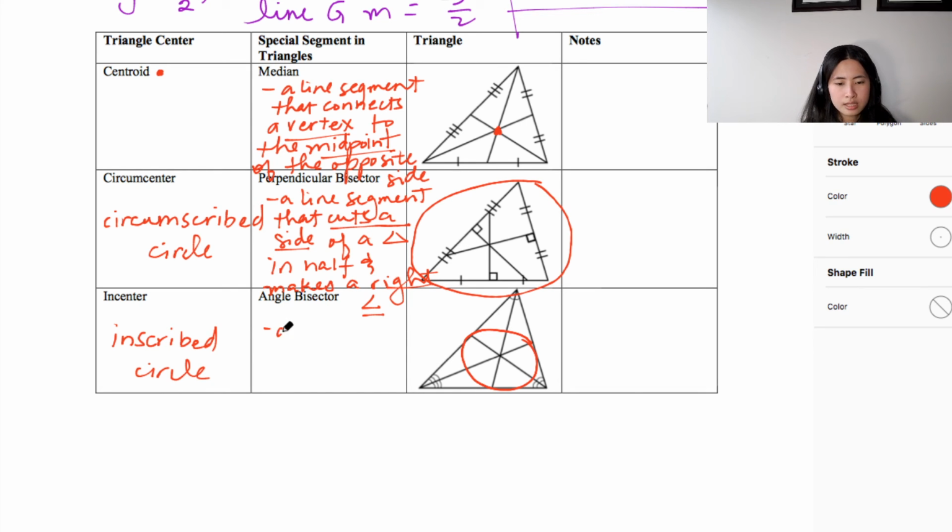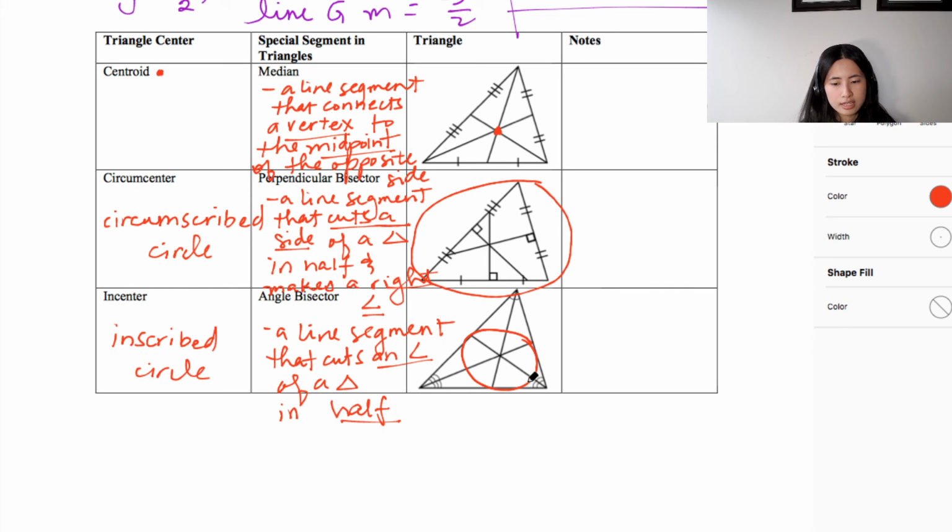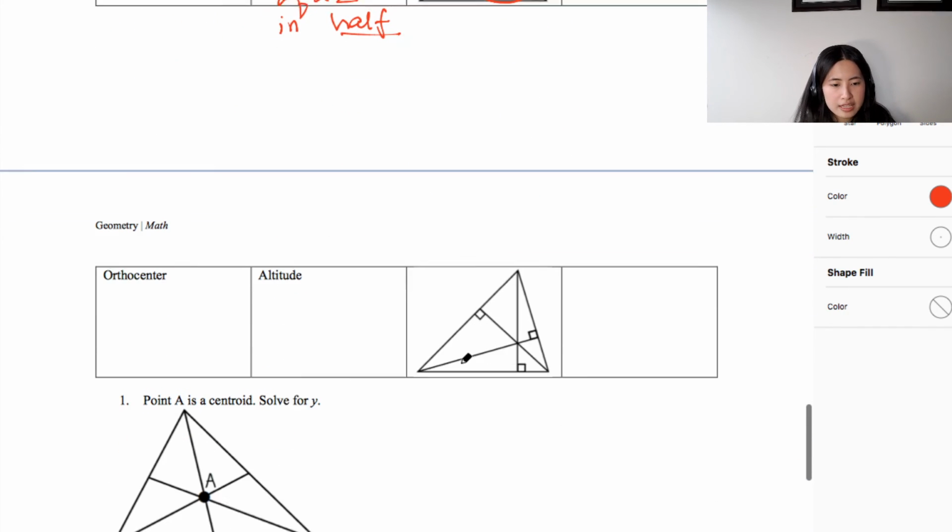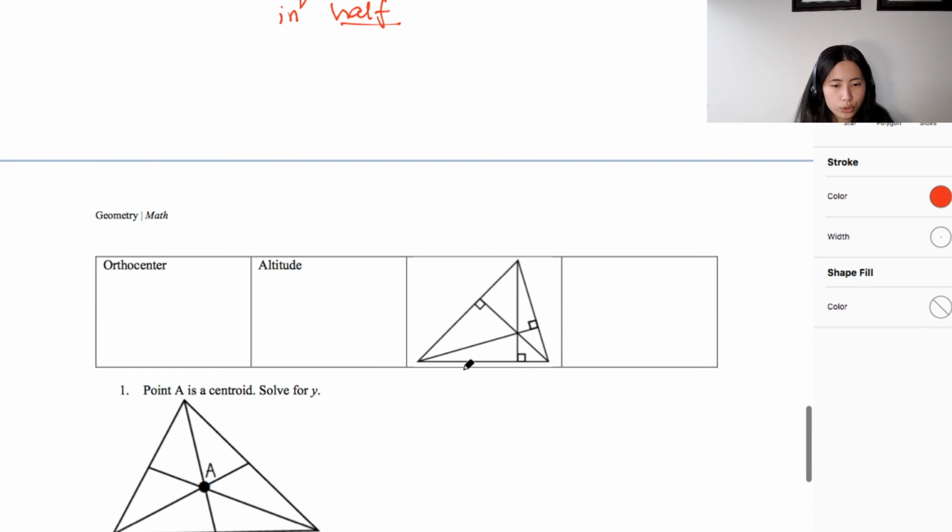So this is a line segment that cuts an angle of a triangle in half. Okay, that's it. So when you cut it into two, that means this angle, if this is 20 degrees, this has to be 20 degrees as well. So that's for in-center, and let's proceed to orthocenter, right?